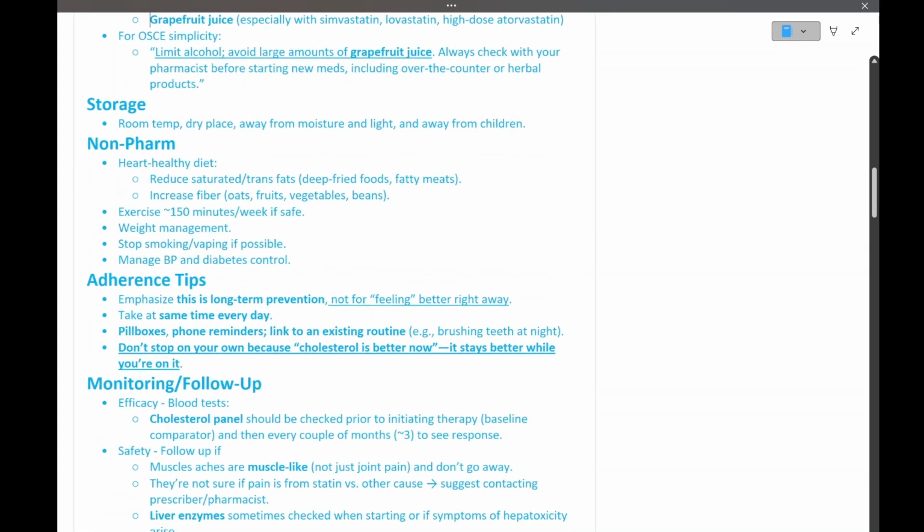Some non-pharmacological or non-drug measures that the patient can take to help manage the dyslipidemia include consuming a heart-healthy diet, where they reduce the amount of saturated and trans fat intake. They also increase their fiber intake. They also want to make sure that they get regular exercise, approximately 150 minutes per week if possible, and manage their weight appropriately, stop smoking or vaping if possible, as well as manage their blood pressure and diabetes.